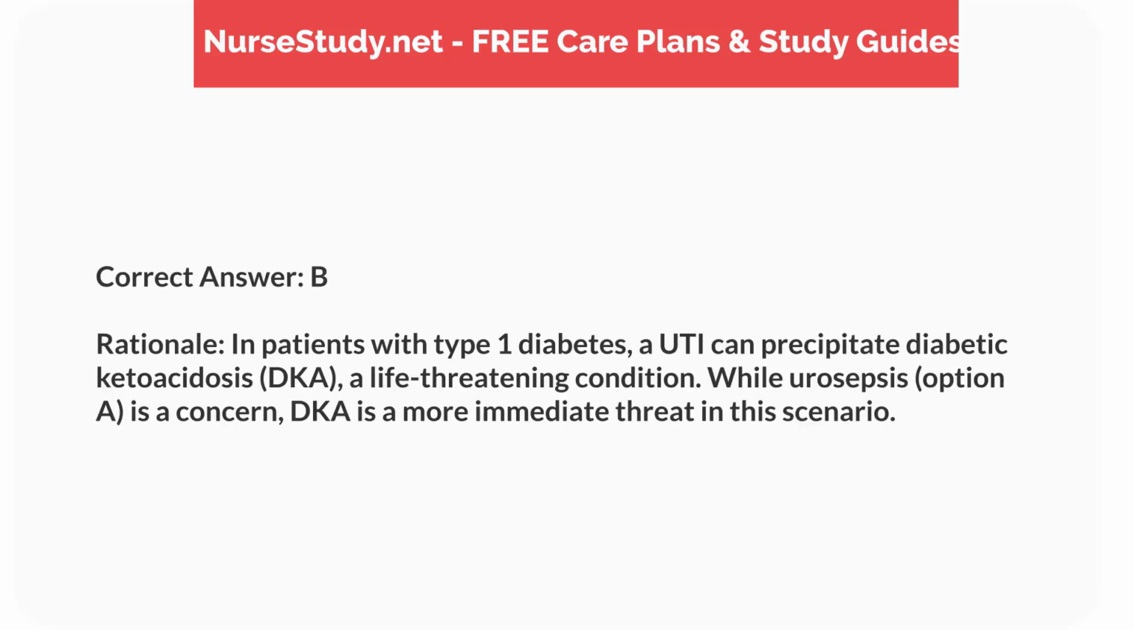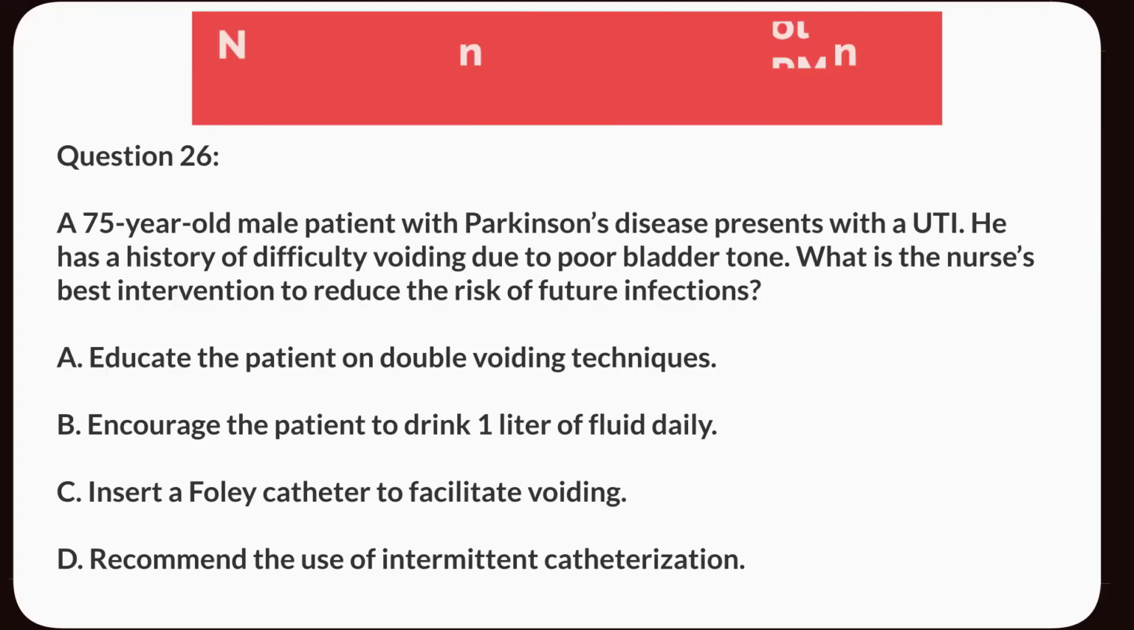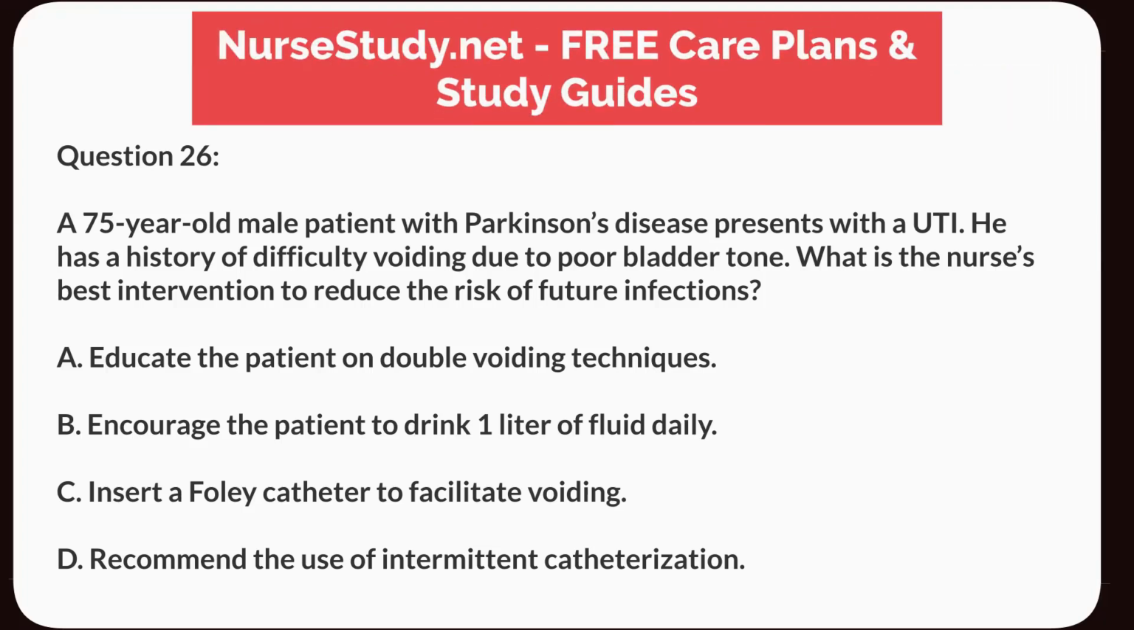Correct answer, B. Rationale: in patients with type 1 diabetes, a UTI can precipitate diabetic ketoacidosis, DKA, a life-threatening condition. While urosepsis, option A, is a concern, DKA is a more immediate threat in this scenario. Question 26. A 75-year-old male patient with Parkinson's disease presents with a UTI.